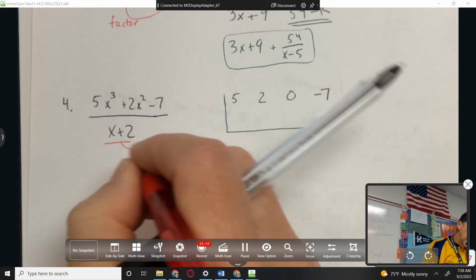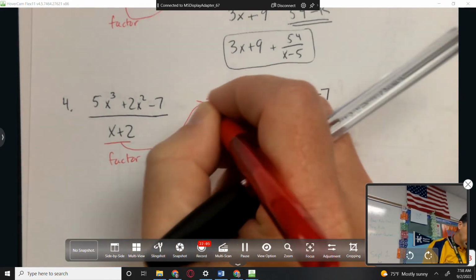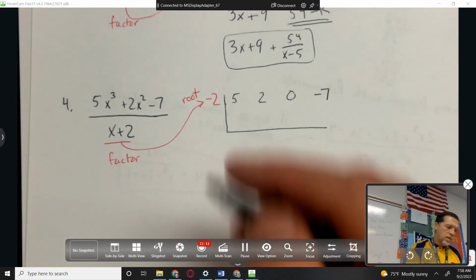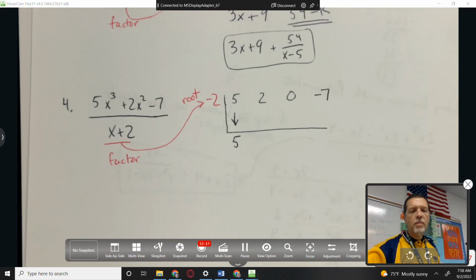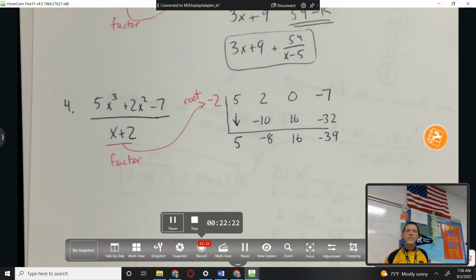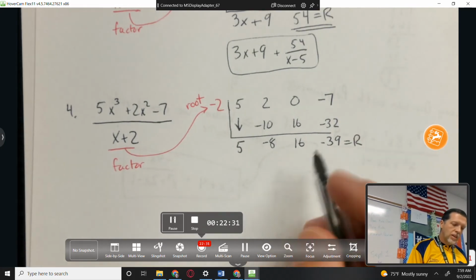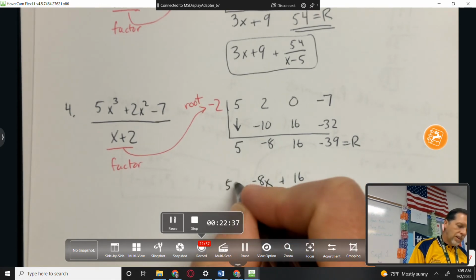What number goes on the outside? Negative 2. Again, if the factor is x plus 2, then the root is negative 2. Copy down the 5. See if you can take it from there. Multiply, add, multiply, add, multiply, add. So 5, negative 8, 16, negative 39. Again, 1 less power. Or you could start at the other end. Some people do that. They say, well, that's the remainder at the end. So 16 is the number. And then we start counting up. 8x and 5x squared.